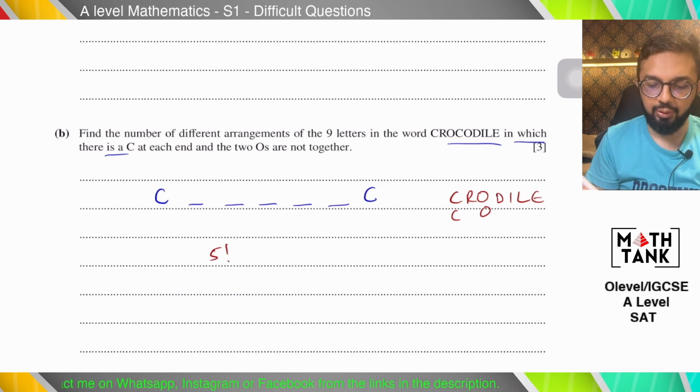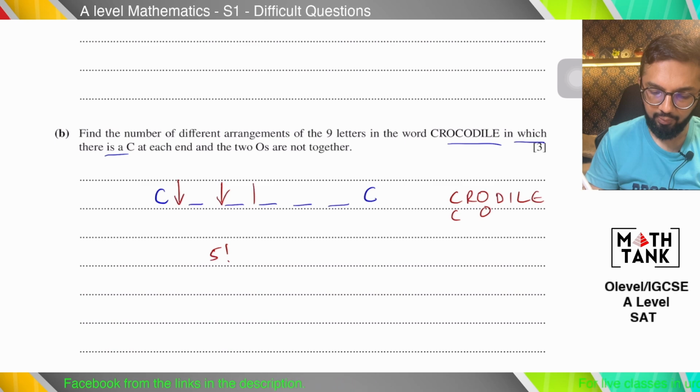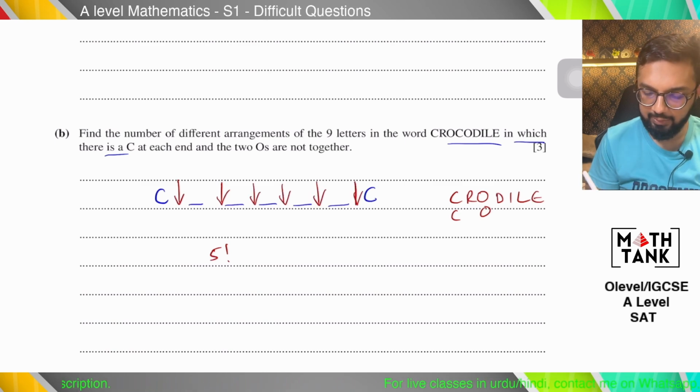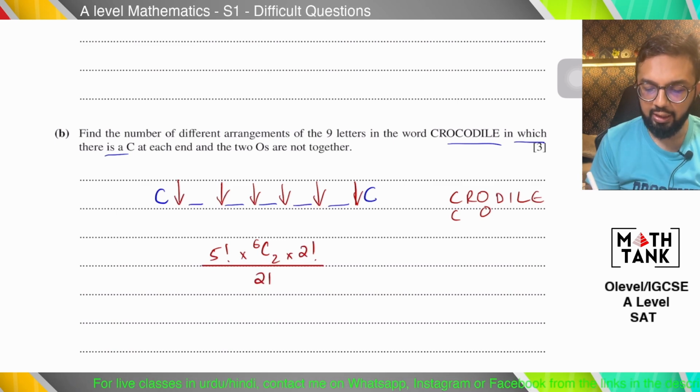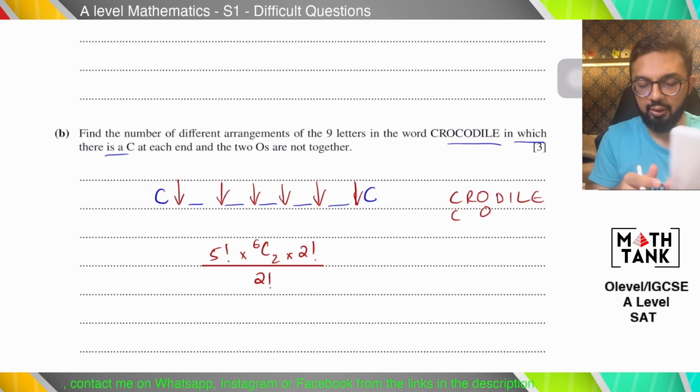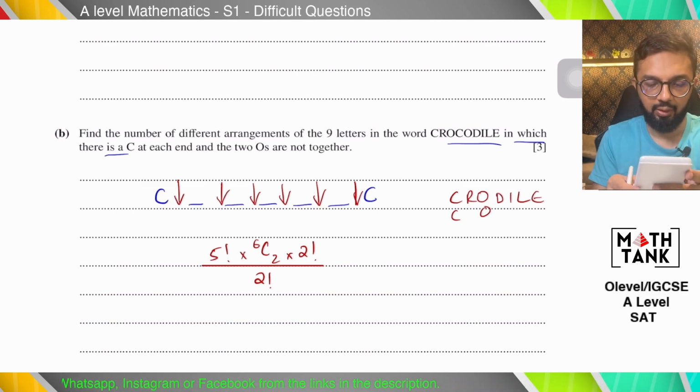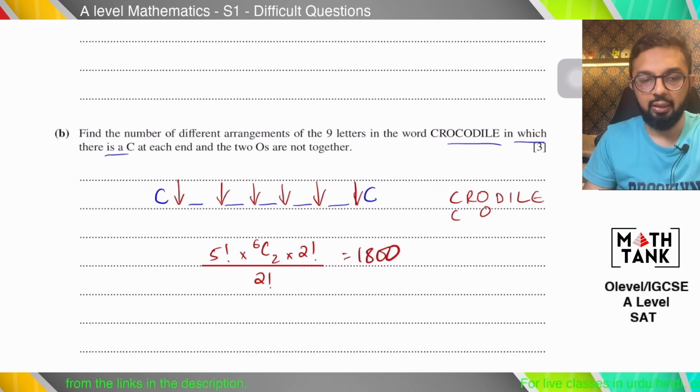So there are 5 factorial ways of doing that. Then the O's can come up here. Okay, there are 6 places for the two O's. So 6C2 into 2 factorial. What things are identical? Only the O's are identical. The C's didn't get arranged. So I have 5 factorial into 6C2. I get 1800 if that is the correct answer. Yeah, that is the correct answer.